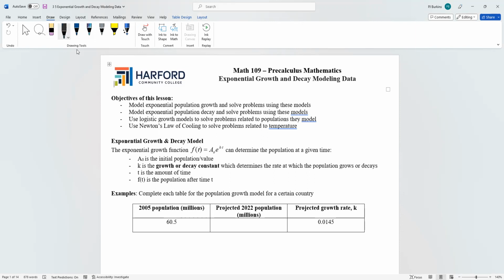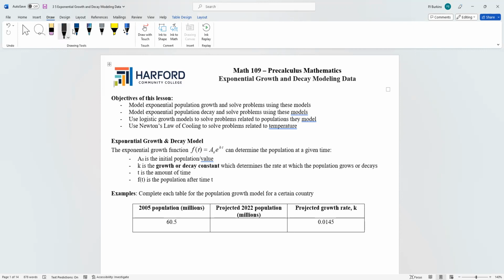So what do I mean when I say a growth or a decay model? Well, the most basic function for this is A naught, or A zero, e to the kt. So that's the form that we would see for either growth or decay. A naught is the initial value, or let's say population, if we're talking about a population. K is the growth or decay constant. So K can actually be positive or negative. T is the amount of time. And f of t is the population or the new value after some time t.